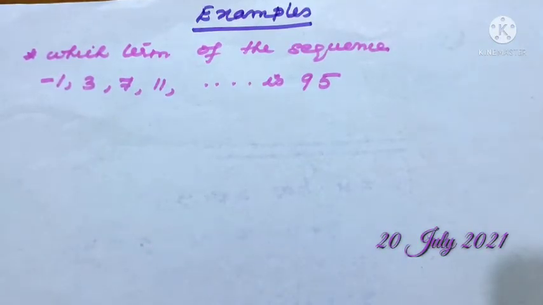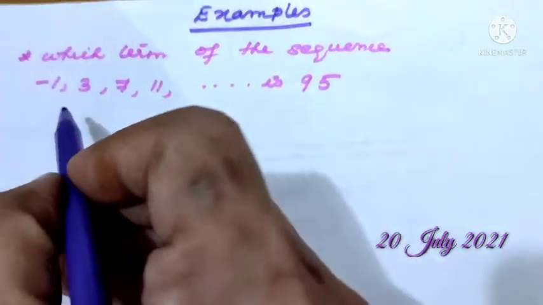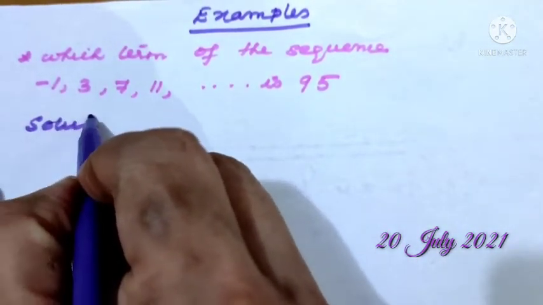Good morning children. Examples we are doing based on the nth term of an AP. So the first question: which term of the sequence -1, 3, 7, 11 is 95? The question is given that it's a sequence, not given that it is an AP. So first of all we should see whether it is an AP or not.